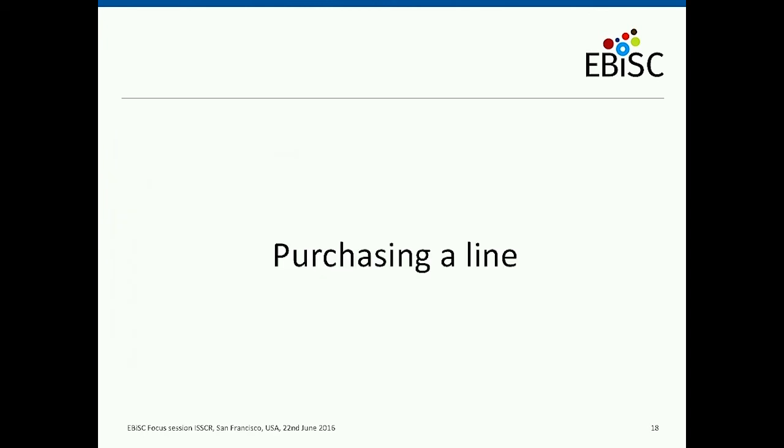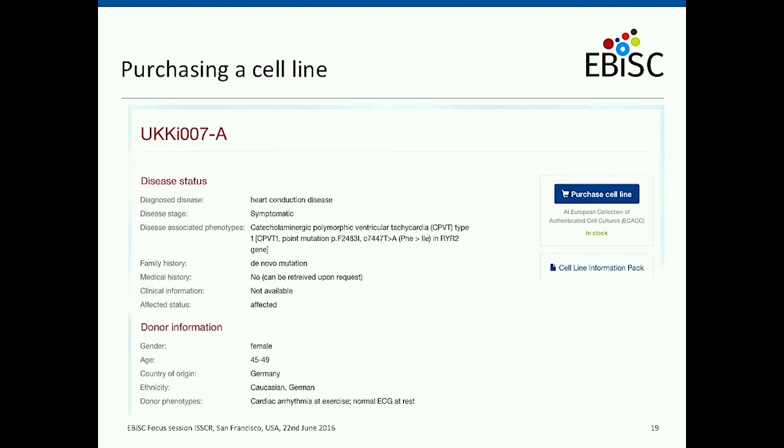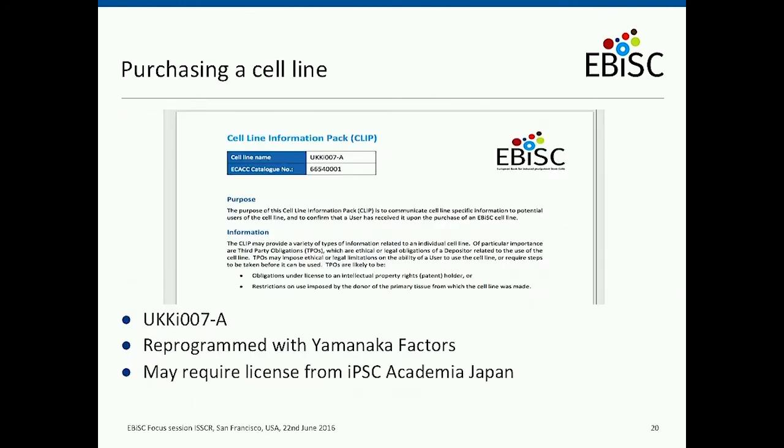So Jane's looked at all this information and decided this is a good line to do her hypothesis testing. And so now we move on to how to purchase the line. So the first thing it's worth doing is downloading the cell line information pack. This is a PDF that just tells you about third-party obligations. In this instance, because the line was reprogrammed with the Yamanaka factors, if you're using this in a commercial setting in particular, you might have to go and contact iPS Academia Japan to make sure that they don't need a licensing agreement in order for you to be able to use it.